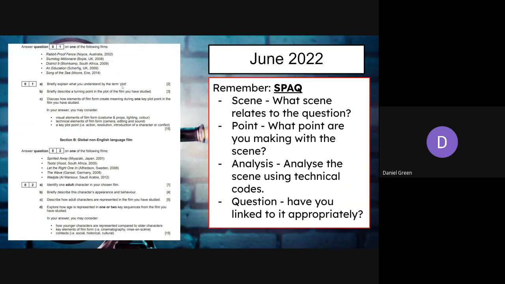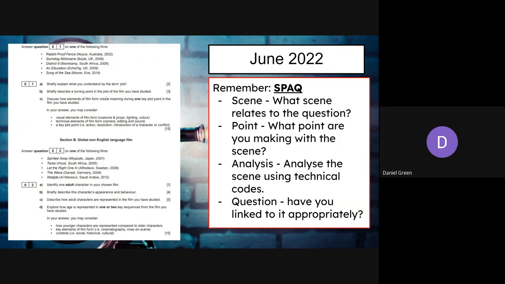What do you understand by the term plot? Now, this always throws people every year. So think about plot and story. Remember to use the revision materials I've given you on plot and story. We've done this quite a few times now. Think about the turning point in the plot of the film you've studied for 3 marks.